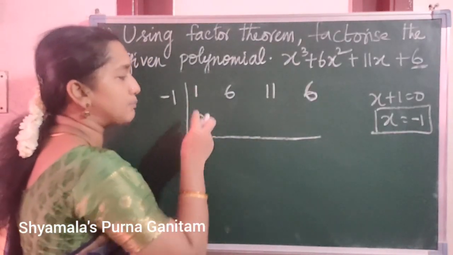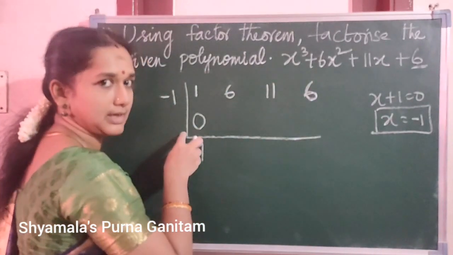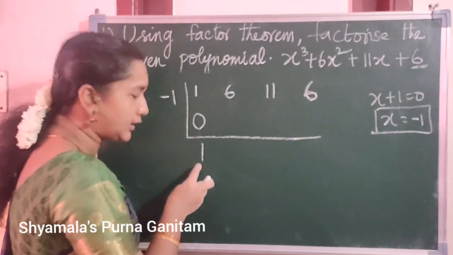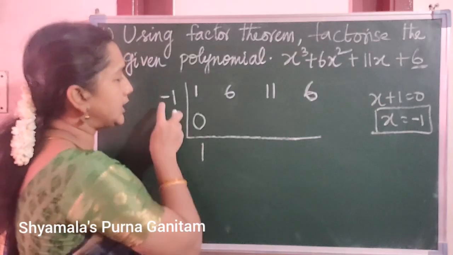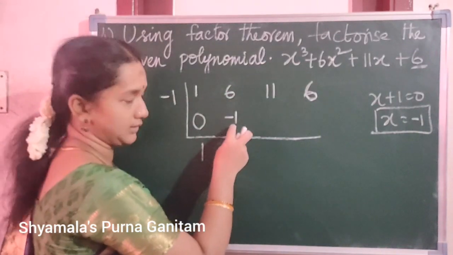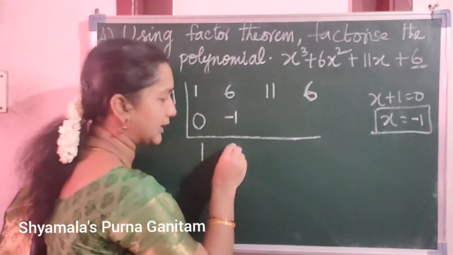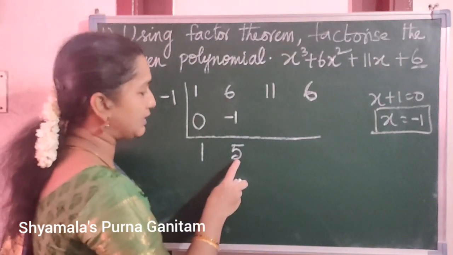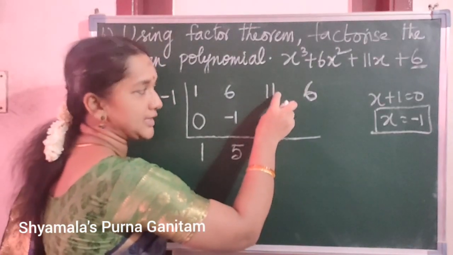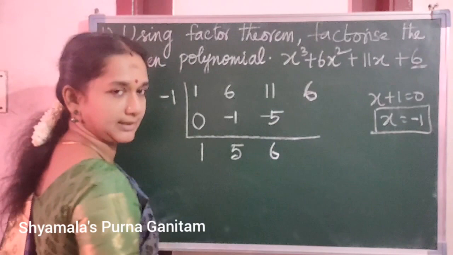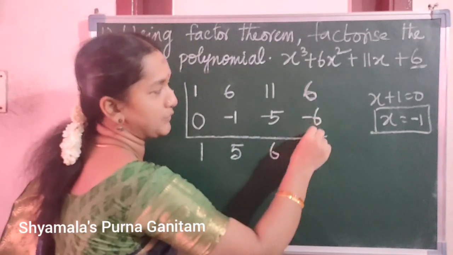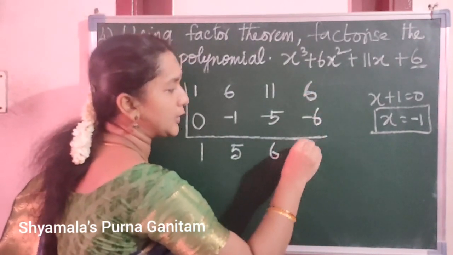Okay. Then these two numbers have to be added. The numbers inside this L have to be added. 1 plus 0 is 1. And the number you got, you have to multiply it with that factor. So 1 into minus 1 is minus 1. Okay. Then 6 plus minus 1 is 5. Bigger number sign is plus. So 5. Then again 5 into minus 1 is minus 5. Okay. Then 11 minus 5 is 6. Okay. Then 6 into minus 1 is minus 6. So when you simplify this, that is plus 6 minus 6, definitely you have to get 0.